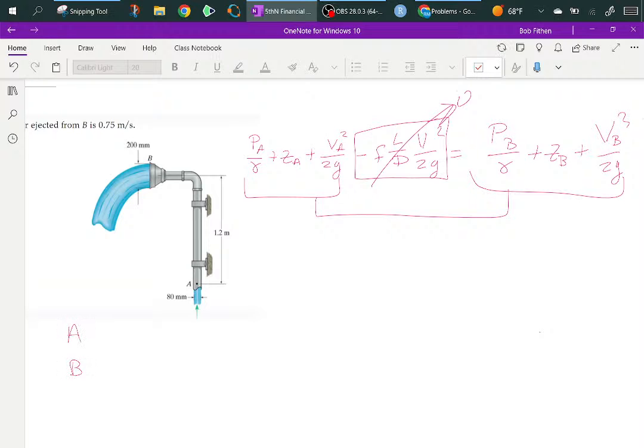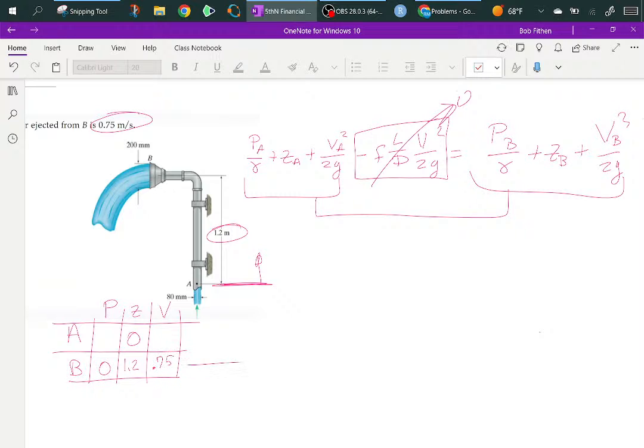I like to do my little table. I know I have three terms, P, Z, and V, if I can work these terms out. One thing I know, this is coming out into atmosphere, so that's a B, and that's going to be nothing. If I make this the datum, then Z_A is going to be nothing. And this is going to be 1.2 meters. Looks like we're moving in SI right now. V at B, he said, was 0.75. So voila, I know everything there. I can actually figure out everything at B.